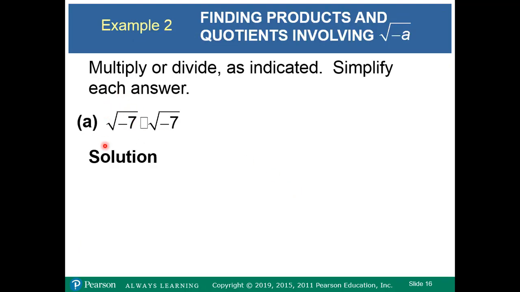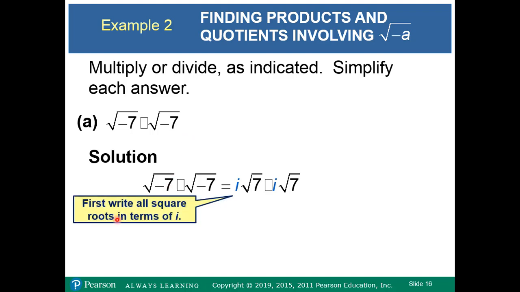So now all we're going to do is change this to i times the square root of 7 times i times the square root of 7. And then what are we going to do? We're going to group the i's together because it's multiplication. So this is going to be i squared, which gives us a -1. And this times this gives us 7. So we're going to get a -7. Okay, so make sure you understand what happened there.